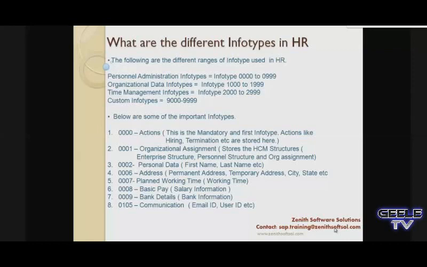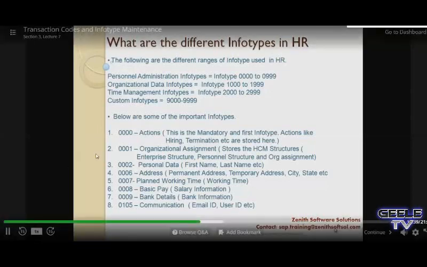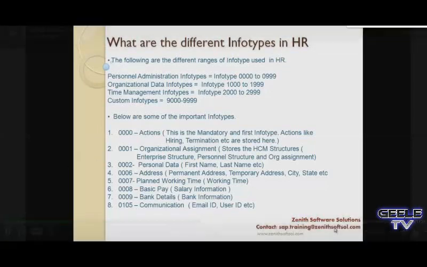Then info type number 7. What is info type 7? Info type 7 is planned working time. What does it mean? It stores the working time of an employee. Whether this employee is supposed to work 40 hours per week, or 20 hours per week, or 35 hours per week. Is this employee part-time? Is this employee full-time? Those kinds of details will be stored in info type 7.